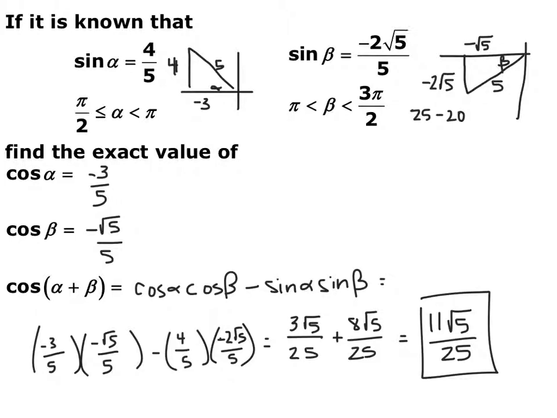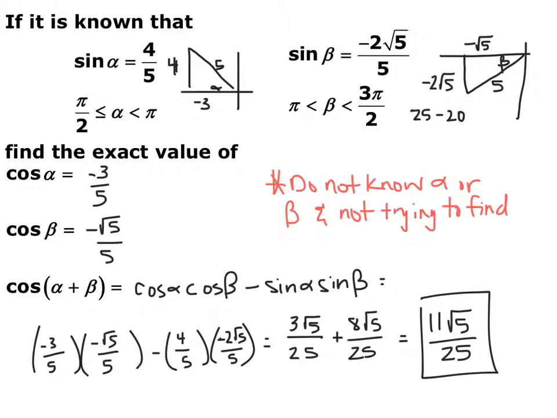So the cosine of alpha plus beta is the cosine alpha cosine beta minus sine alpha sine beta. One thing I really want to stress is you do not know the angles. We don't know what alpha and beta are, and nor do we care. What I'll see a lot of is alpha equals 4 over 5, and then you can't find what the cosine of alpha is, or beta is -2 root 5. No, the cosine of alpha is -3 over 5. So you replace cosine of alpha with -3 over 5, cosine of beta is -√5 over 5, sine of alpha is 4 over 5, and sine of beta is -2 root 5 over 5.